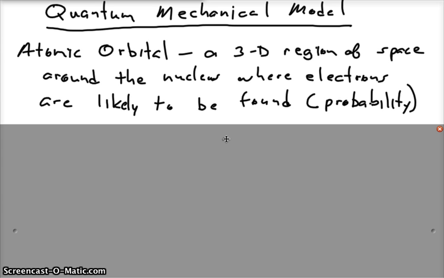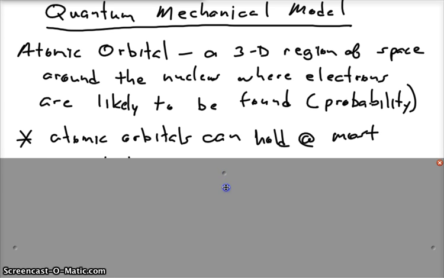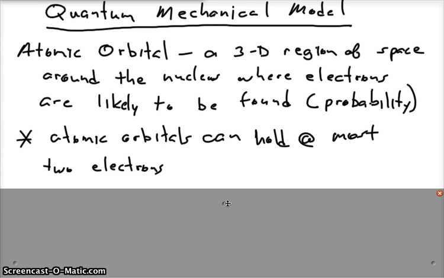It gives us probabilities. A very important thing is that atomic orbitals, by the definition I just gave you, can hold 2 electrons at most. It cannot hold more than 2 electrons, which gives rise to questions if you're a thinker. For example, if you have an atom with 35 electrons, but orbitals can only hold 2 electrons, that must mean there are many, many orbitals in the atom, which is true.